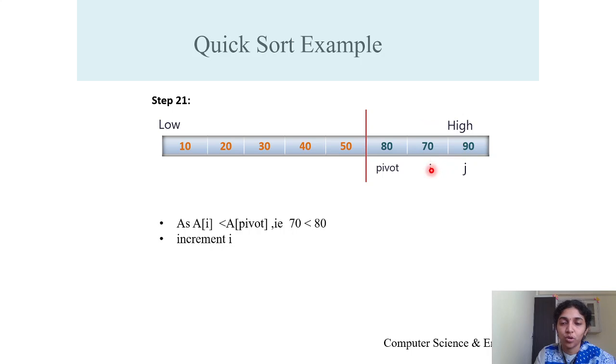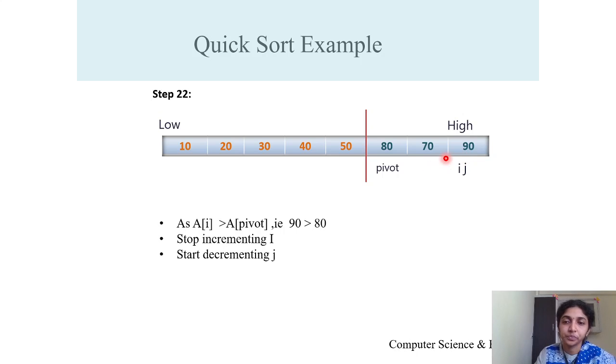Once again perform the same operation. Check whether a of i is less than pivot. Yes, a of i is less than pivot. So increment i, and it will point to 90. So both i and j are pointing to 90.